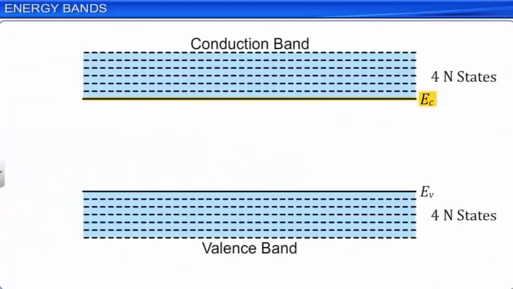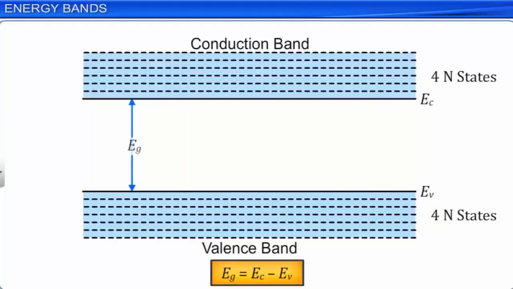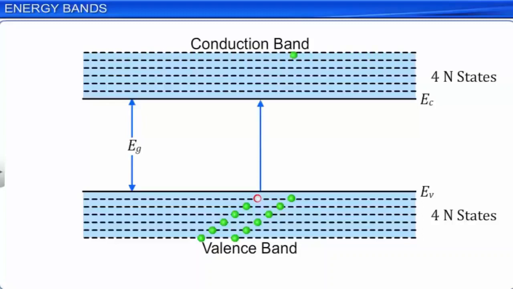Let EC denote the lowest energy level of the conduction band. Let EV denote the highest energy level of the valence band. The difference between EC and EV is the energy band gap, or energy gap, denoted as EG. The valence band electrons can move into the conduction band by gaining energy equal to the energy band gap EG. Thus, there exists a band gap between the lower valence band energy levels and higher conduction band energy levels.